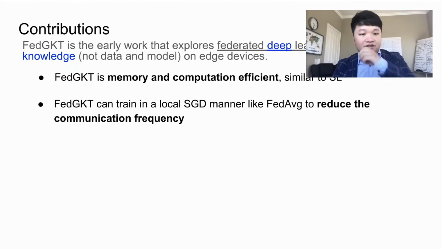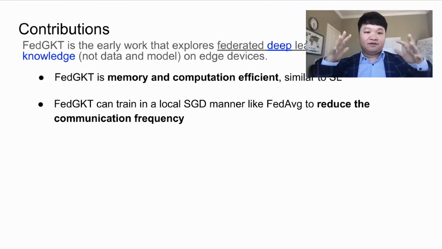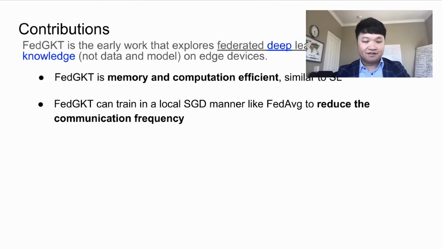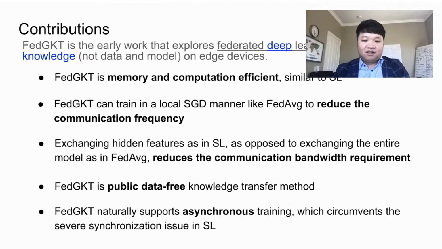As you can see here, it's the first work that tried to explore giant models on edge devices for federated learning. And it's thinking from the knowledge transfer perspective rather than data or model parallelism. So it becomes memory and computation efficient. It also can train with local SGD like FedAvg to reduce the communication frequency. So it also reduces the communication bandwidth requirement because we only exchange the hidden features rather than the entire model.